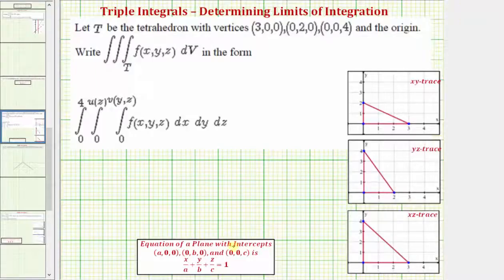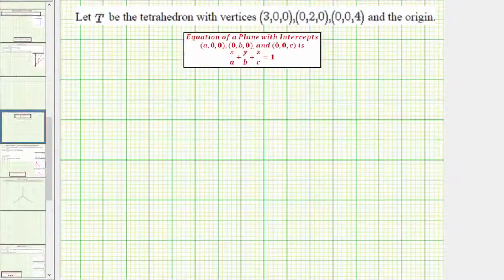For review, if we have the x, y, and z intercepts of a plane, we can write the equation of the plane in this form here. So in our case, the plane is going to have the equation x divided by 3 plus y divided by 2 plus z divided by 4 equals 1.